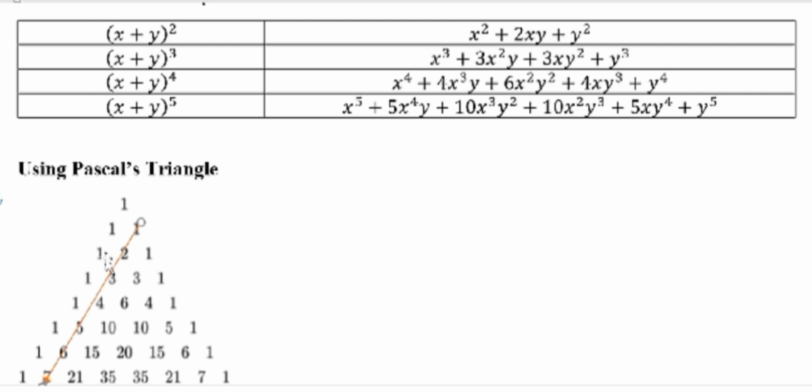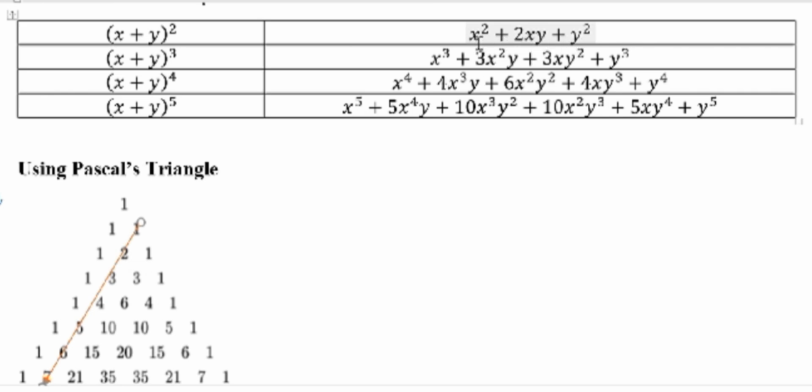That means that this binomial will have 3 terms. The first one will have a coefficient of 1, the second one will have a coefficient of 2, and the third one will have a coefficient of 1. Indeed, that's what is seen here because we have x squared plus 2xy plus y squared.